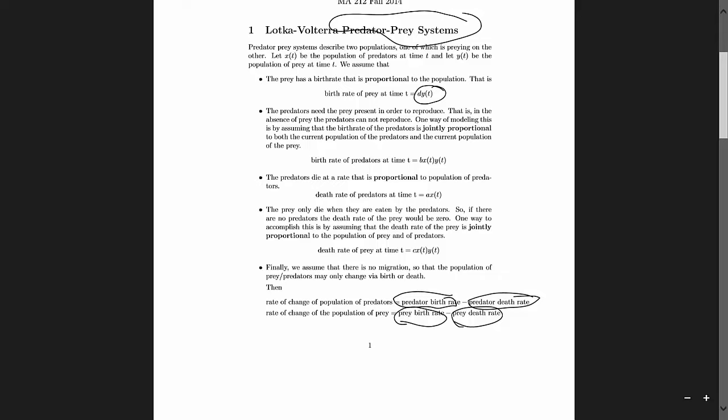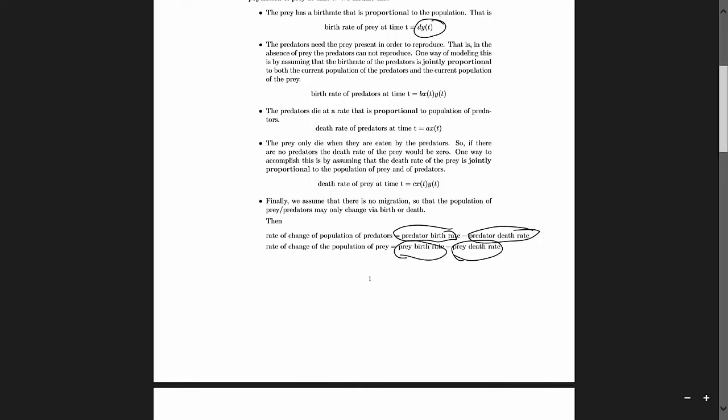Now the predators, on the other hand, we are assuming that they need prey present in order to reproduce. Maybe they have to feed their young or something. Okay? So what we're saying is that if the current population of predators is low, well, then they can't reproduce very quickly. And even if there are a lot of predators present, if there's not much prey present, then the predators can't reproduce quickly. What we're assuming is that the birth rate of predators at time t is jointly proportional to x and y. So that means it's proportional to the product of x and y. So that's how we're going to model the birth rate of predators at time t.